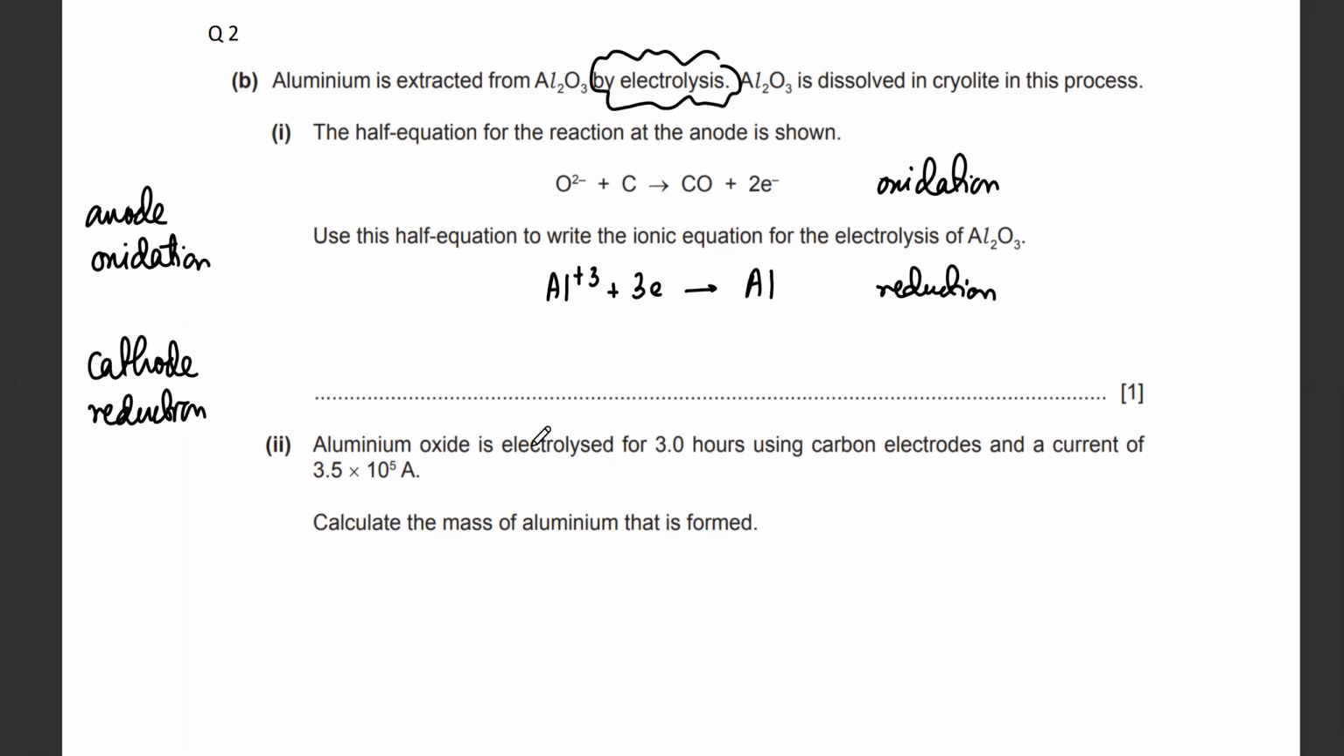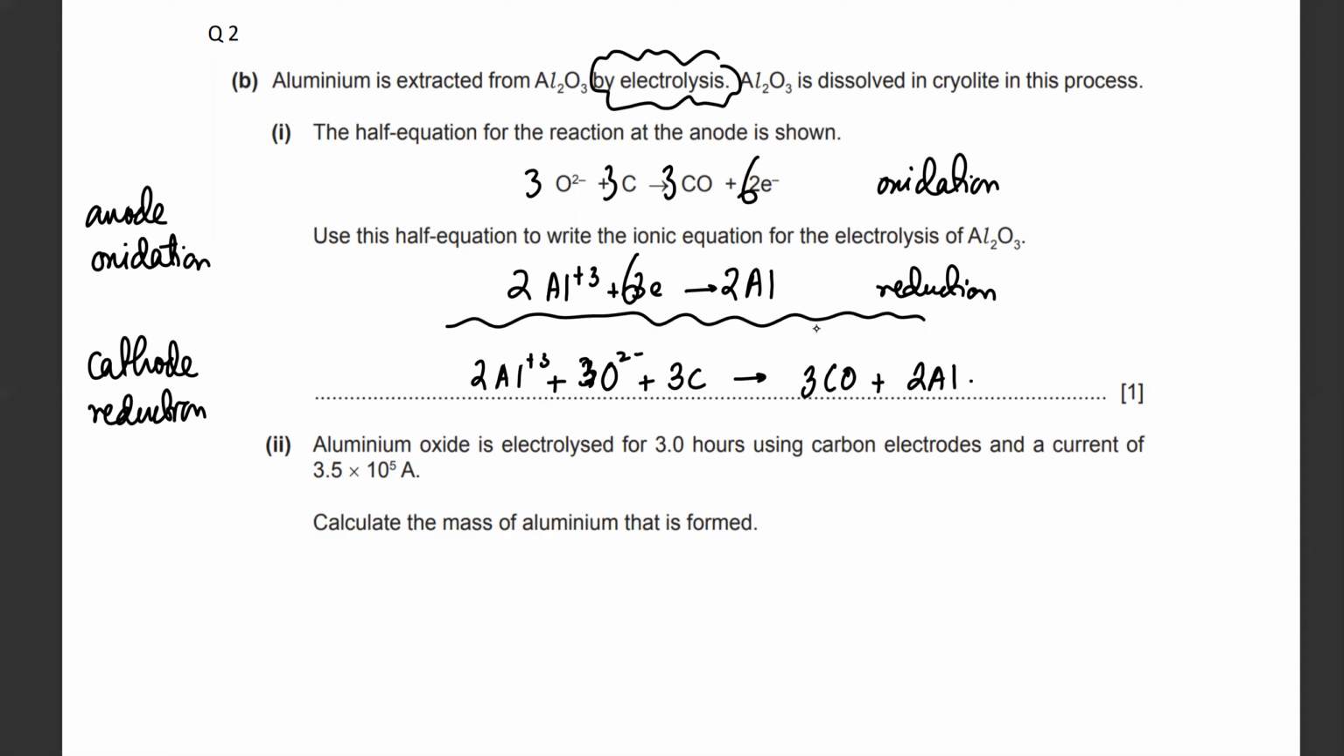Anyways, you have to write the overall equation. You'll multiply this by 3, and this would become 6, and then you'll multiply this by 2, so that you've got the electrons balanced. The overall equation would be 2Al3+ plus 3O2-, plus you have 3 C's, and the products are 3 CO plus 2 Al. That's it, 3 COs and 2 Als. So that's your final overall equation.